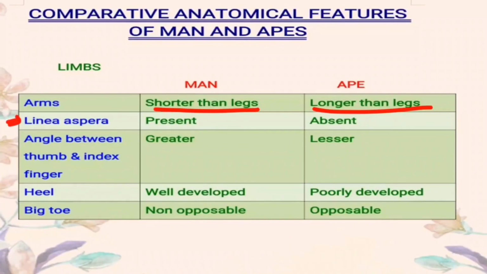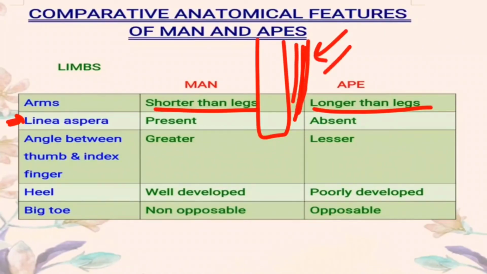Coming to the linea aspera. Linea aspera is simply a longitudinal ridge on the posterior surface of the femur. If this is the femur and it has a posterior surface, there is a longitudinal ridge to which the muscles are attached that represents the linea aspera. And the linea aspera is present in the man only, but it is not present in the ape. It is absent in them.